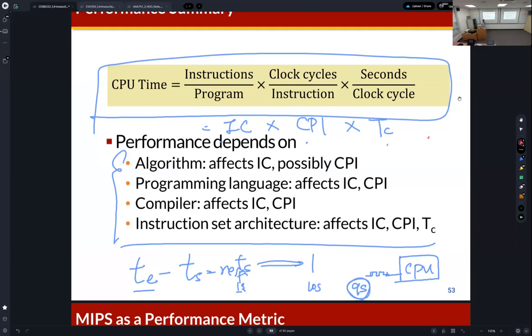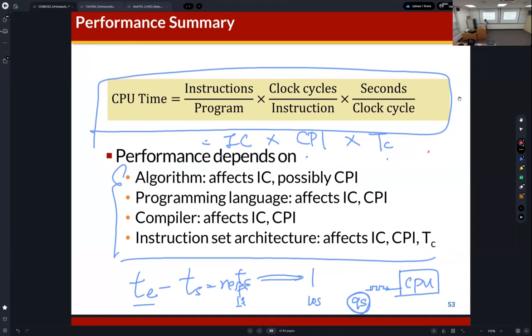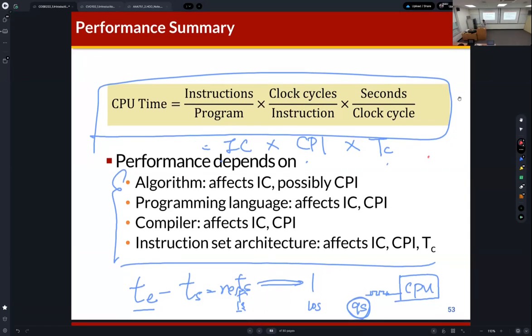What is the CPI? Clock cycles per instruction, right? But you need to remember, CPI is a very important concept, an important performance metric. You need to know the definition of the CPI, because this equation will be asked in the midterm exam, and also in the homework assignment.